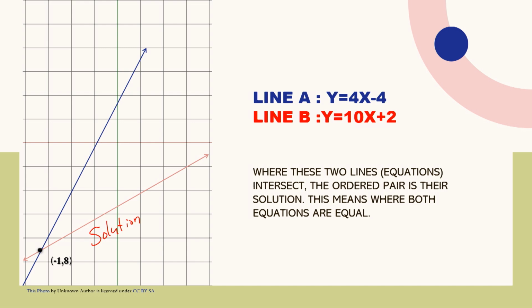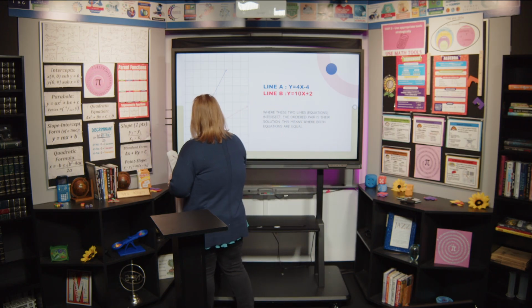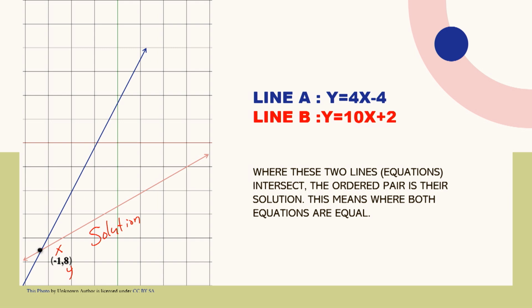So in my blue equation, at x equals -1, y equals -8. In my red equation, where x is -1, y is going to equal -8. So if I plugged in -1 for x and -8 for y, I would get the exact same thing for both of these equations. They would completely equal. And that's what our system of equations is.